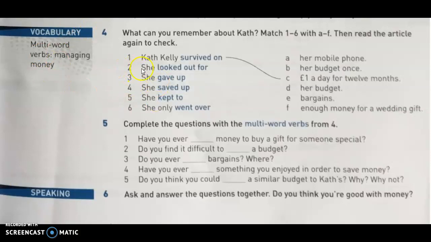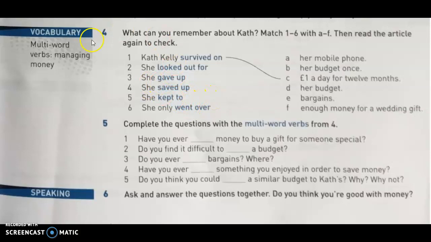Now they're going to make some sentences about Kath based on what they can remember about her. So without looking at the text initially, they need to match these parts of a sentence, 1 to 6, with the other half of the sentence, A to F. So for example, Kath Kelly survived on £1 a day for 12 months. So you might want to get them to do this one as an example, ask them which one it would match with, and then allow them to do 2 to 6. They can do that in pairs, perhaps, or individually if you like, and get them to peer check afterwards.